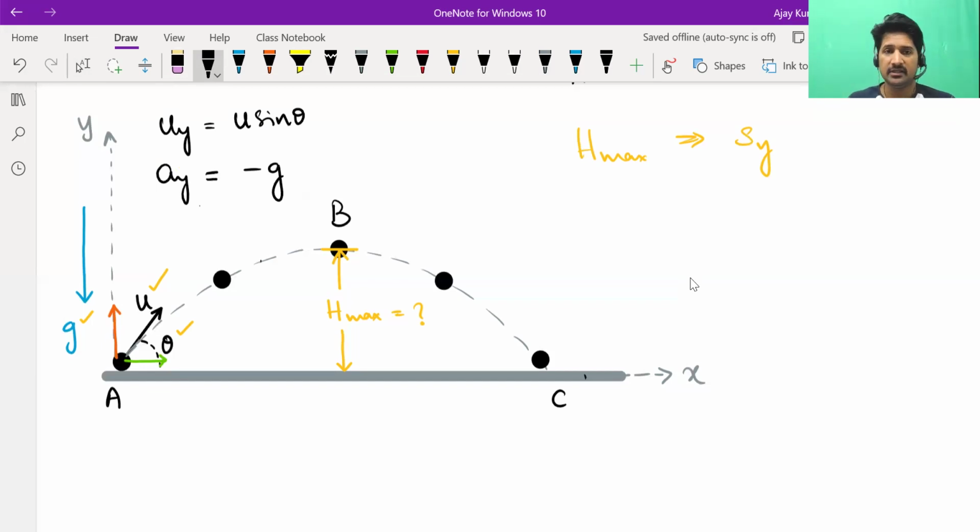We need displacement in the y direction. Now one of you tell me which equation of kinematics can help us calculate displacement in this case. u is known, a is known. We need to calculate s. Which equation can we use?